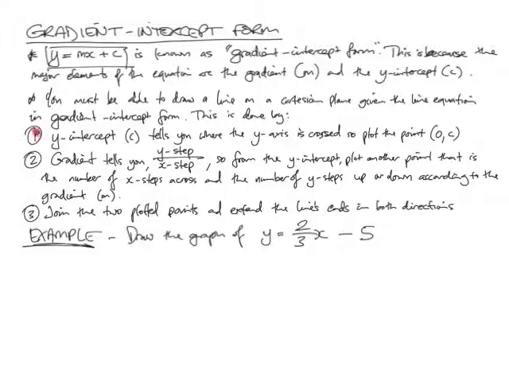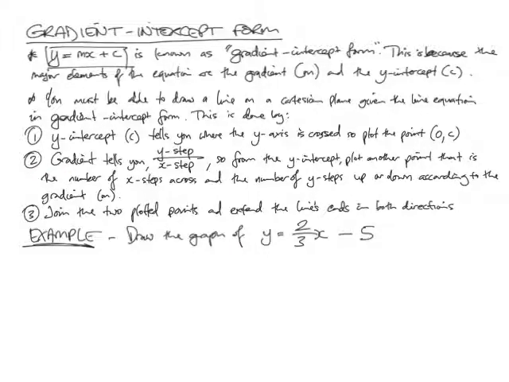So the steps to do this are: 1, the y-intercept c tells you where the y-axis is crossed. So based on that, plot a point at 0 and whatever c is. That is going to be a point on the y-axis somewhere that fully depends on whatever c is in your equation. It might be negative, so it'll be below 0. It might be positive, it'll be above 0.